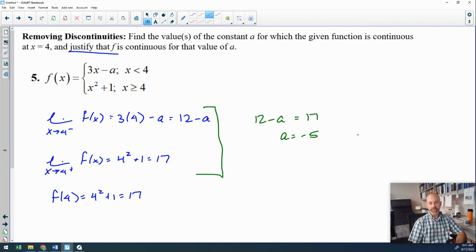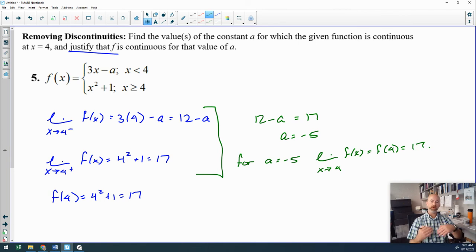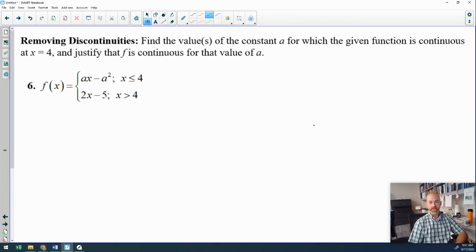And then just as a final statement, I'm going to say that for a equals -5, the limit as x approaches 4 of f of x would equal f of 4, and they all would equal 17. So I'm going to write that final conclusive statement to establish that we are indeed continuous for the value of a equals -5. And then one more, same thing.